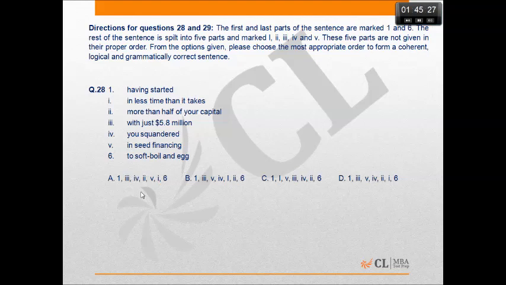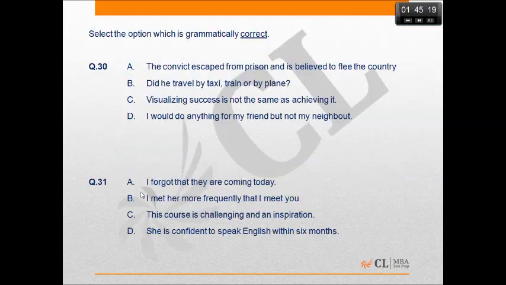Okay, and then para jumble. So 28, 29 is what I have to come back to, and before that, the first two questions of this set are also what I have to come back to. I'll come back to para jumbles in the end.